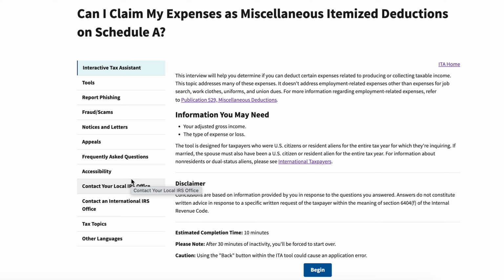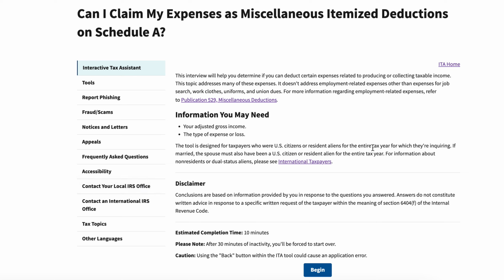And a lot of this depends on a couple of things. First of all, whether or not their expenses would normally exceed the standard deduction that they would otherwise be entitled to without having to do any additional work. So this tax assistant tool will help us walk through that.